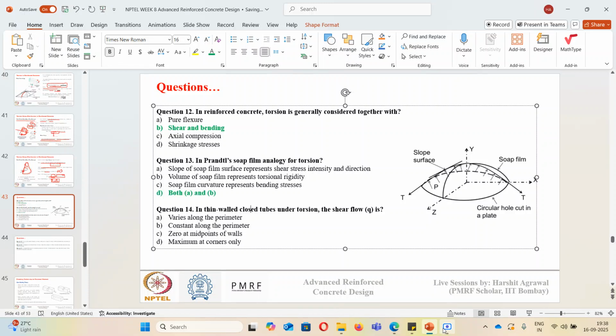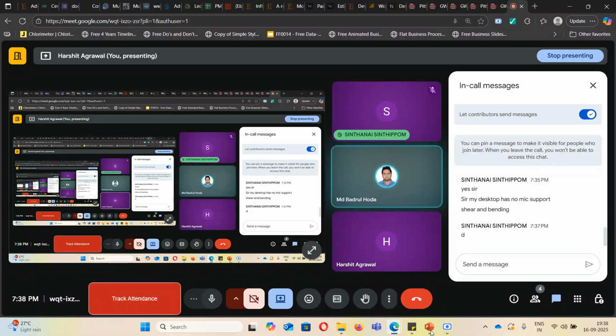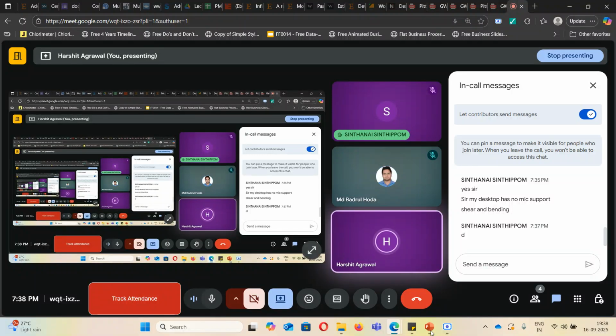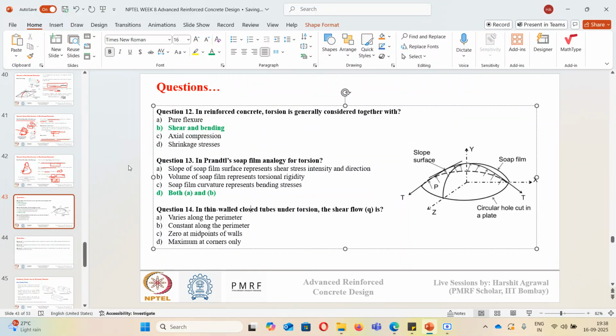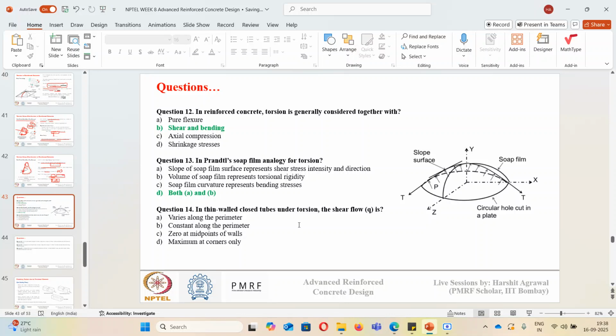Got my point? Yes, sir. So this is the basis of his theory, something that he came up with: the slope and the volume. That is the analogy that he built up.